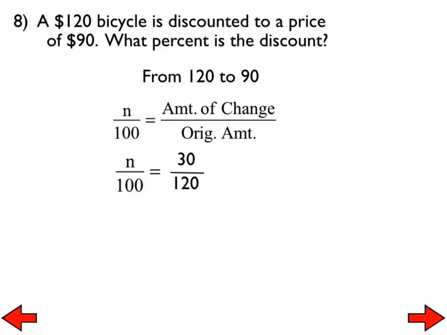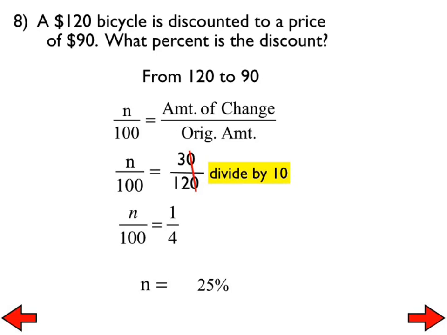And 30 over 120, obviously you could at least divide top and bottom by 10, and then you should see that you could divide top and bottom by another 3 to reduce that to 1/4. But that's entirely up to you. That's a much easier proportion to deal with than the original one. But regardless, as Jermaine said, we should end up with a 25% change or a 25% discount in this problem.